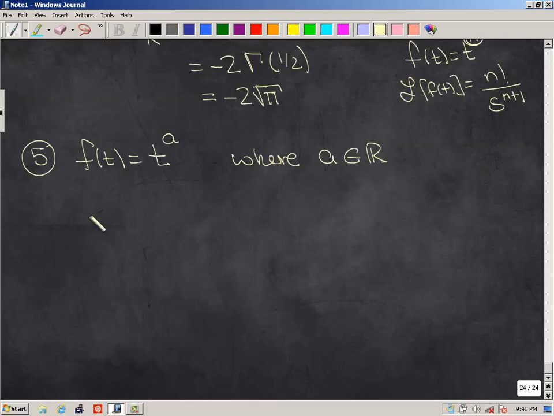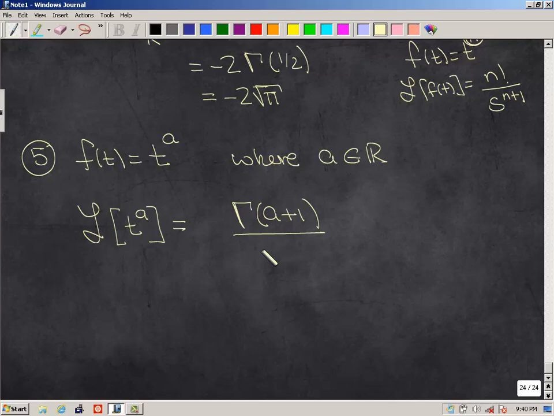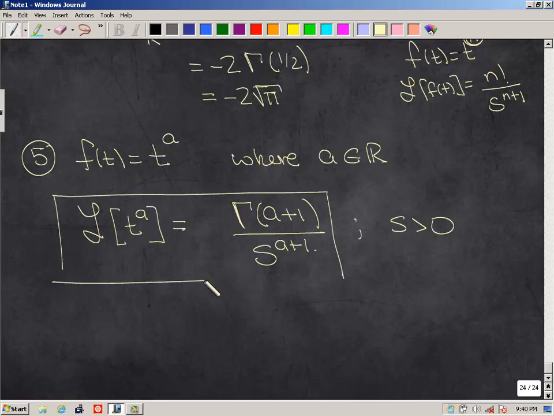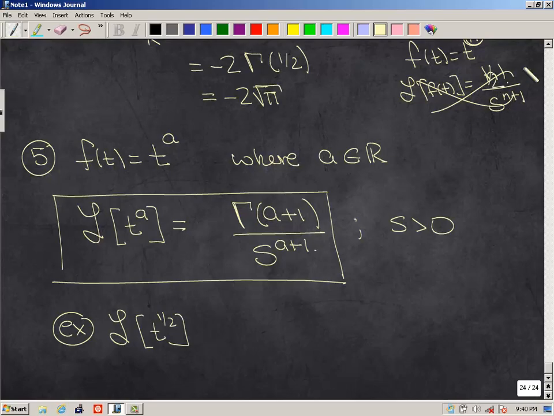According to the properties of gamma, the Laplace transform of t to the a, where a is anything, is going to be gamma of a plus 1 divided by s to the a plus 1, provided s is greater than 0. So this is the Laplace transform of t to the a, where a is any real number. So let's take a look at an example. What is the Laplace transform of t to the 1/2? I can't use the factorial formula, because do I know 1/2 factorial? I do not know that. So I get gamma of 1/2 plus 1 over s raised to 1/2 plus 1.